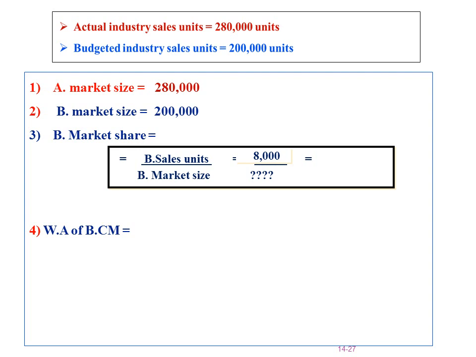and budget market size, we have already, my industry is 200,000. So it will equal 4%. Again, 4%. What about the weighted average of budget contribution margin?